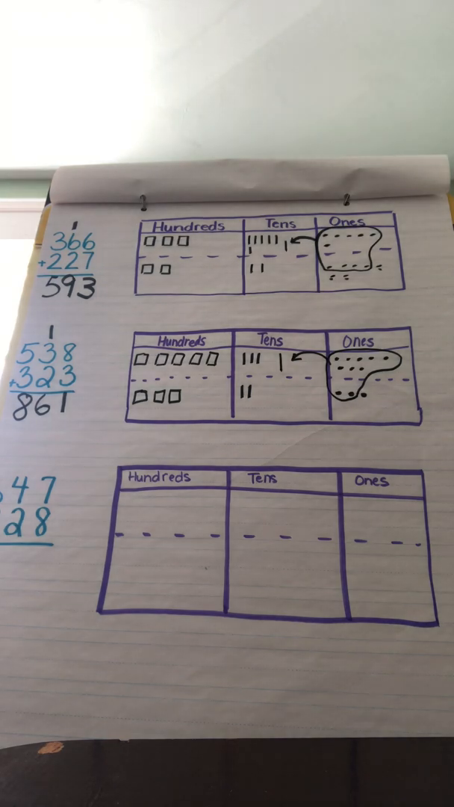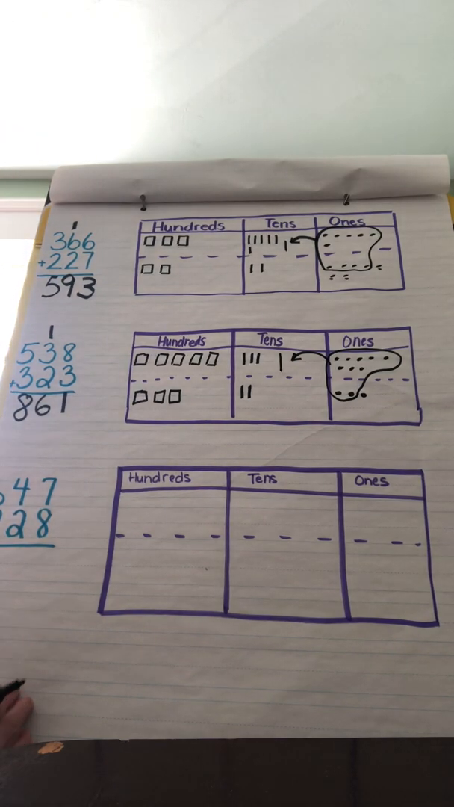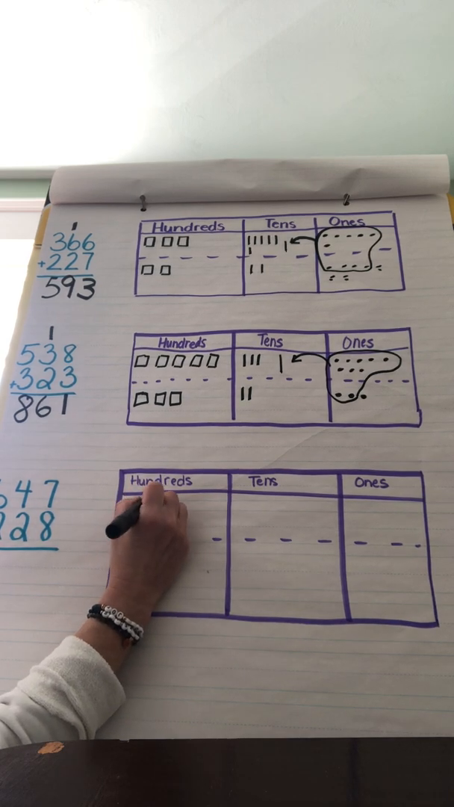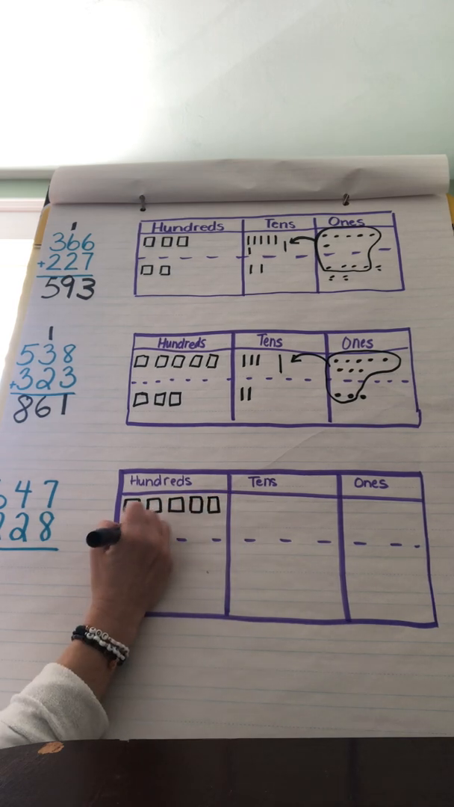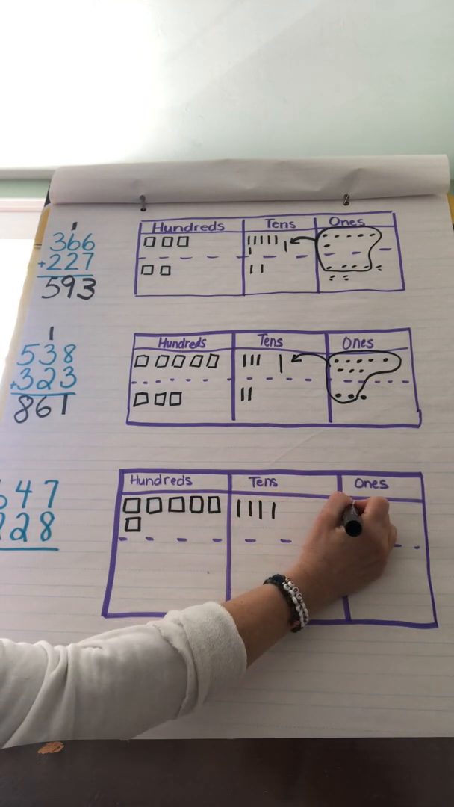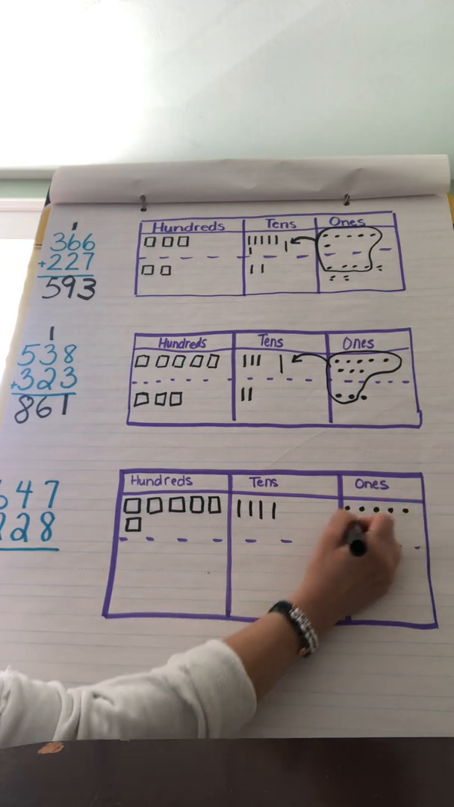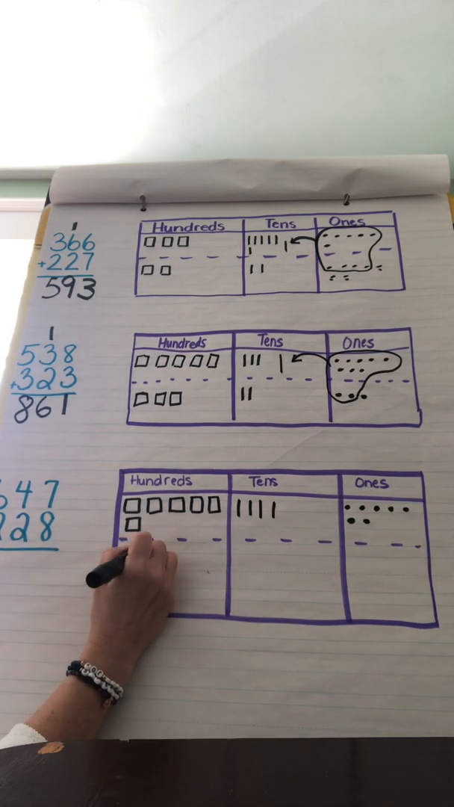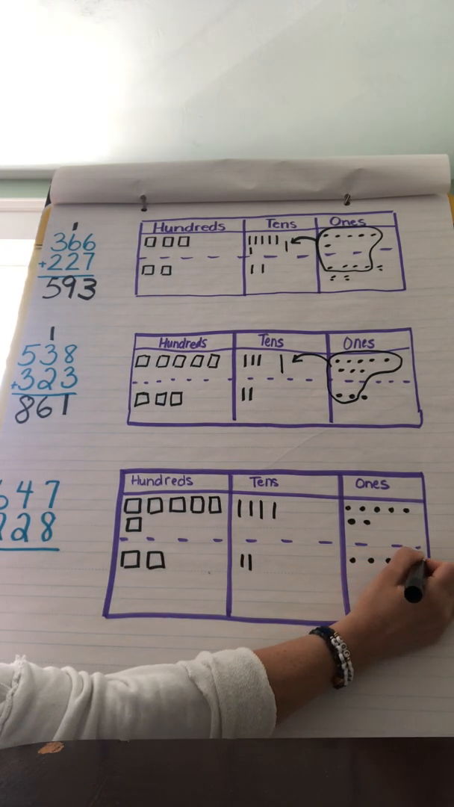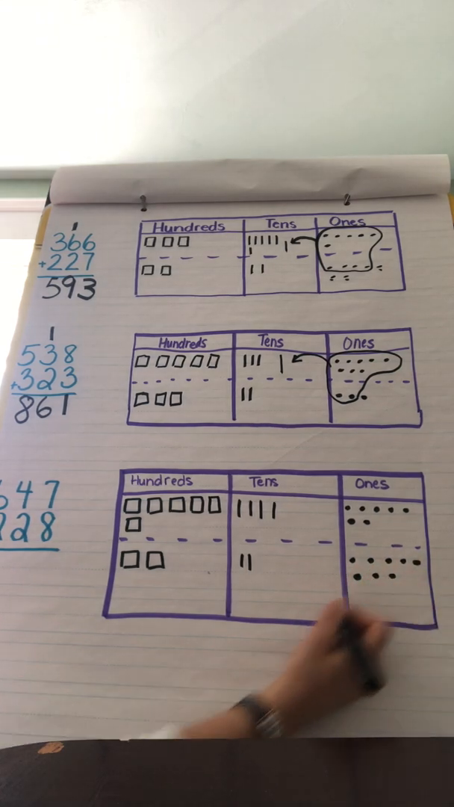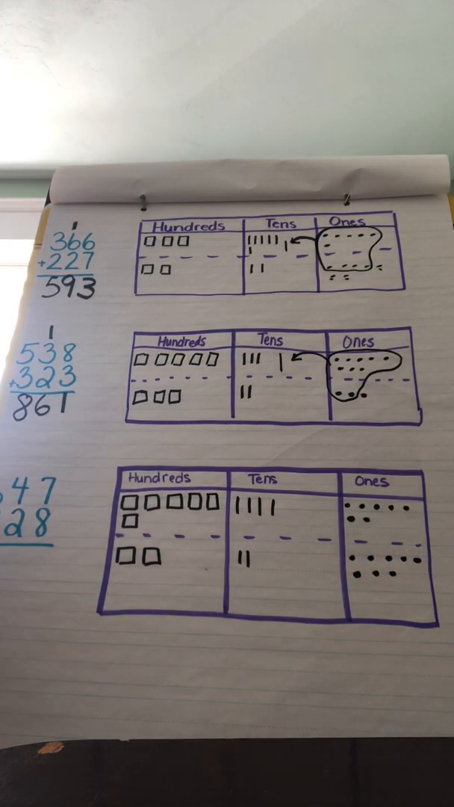Let me move my camera back here. Can you see that? Oh yeah, I can see that a little bit better. Okay, so 647 is our next one. So let's make 6 hundreds, 4 tens, 7 ones, and 2 hundreds, 2 tens, and 8 ones. And now I'm going to push pause, and I want you guys to do the math work.